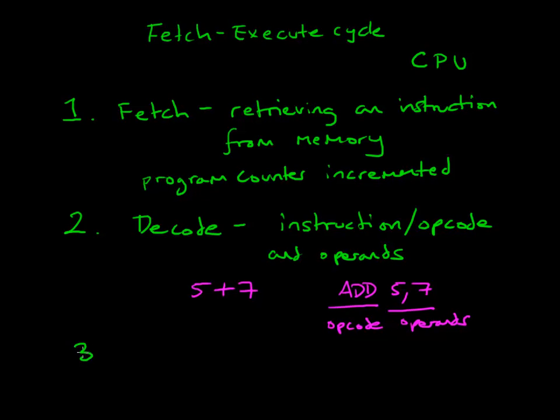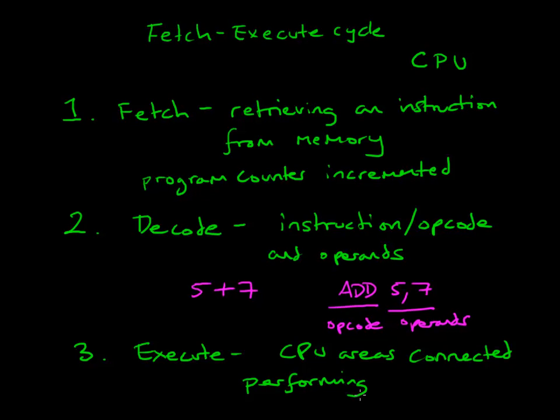The third and final step which we have to do, so fetch decode, it's the fetch execute cycle, so fetch, decode and execute. And what we're doing in execute is we're connecting up all the areas of the CPU, first of all, and then we're performing the operation. And that's all that's happening over and over again. We're taking an instruction out of memory, we're decoding what it means, and then we're executing that instruction.